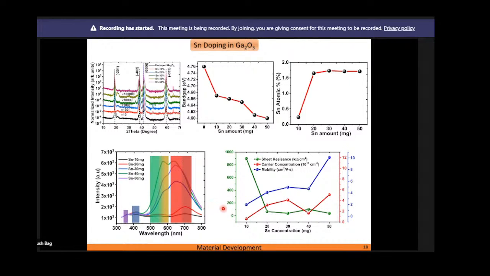And good news is, we could get the Hall results. That means we could now contact this thin film or material with metallization, and here you can see we could achieve a maximum of 10 centimeter square per volt second mobility. These electrical parameters are a typical workflow when developing any device. We need to confirm or optimize our electrical parameters after synthesizing any material before moving towards the fabrication of devices. So here we could get reasonably good electrical parameters from the grown or doped gallium oxide.